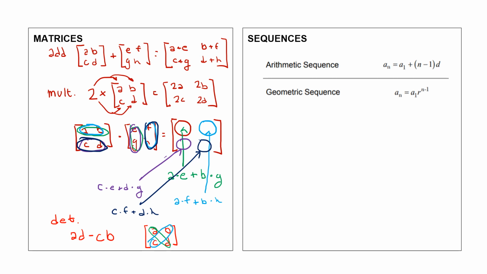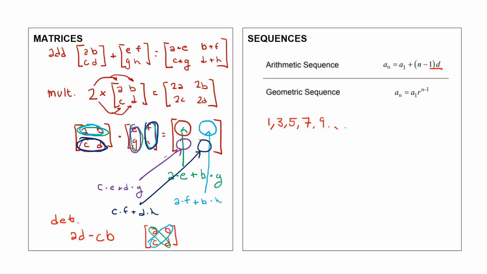All right, moving on to sequences. In regards to sequences, we have two types. We have an arithmetic sequence, where it's basically just adding a number to the previous number in the sequence. So let's say we have 1. If we add 2 to that previous number, we get 3, and we can continue. 5, 7, 9.